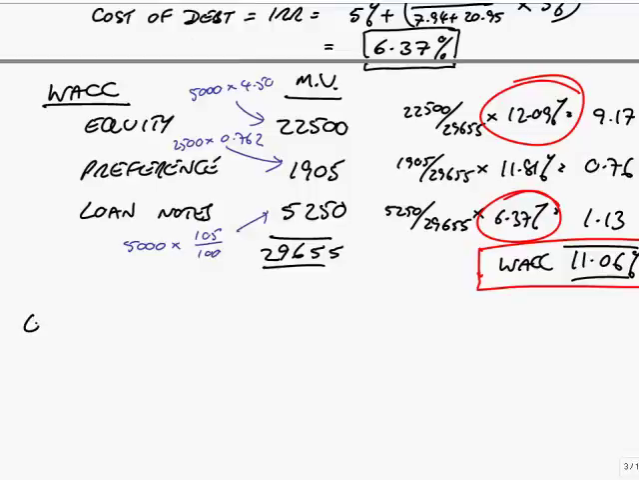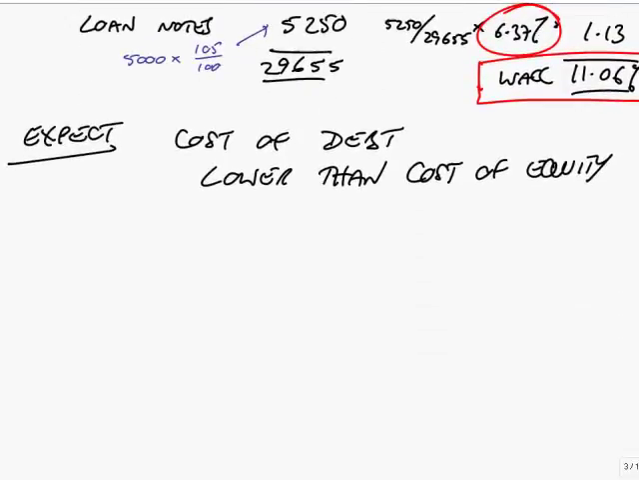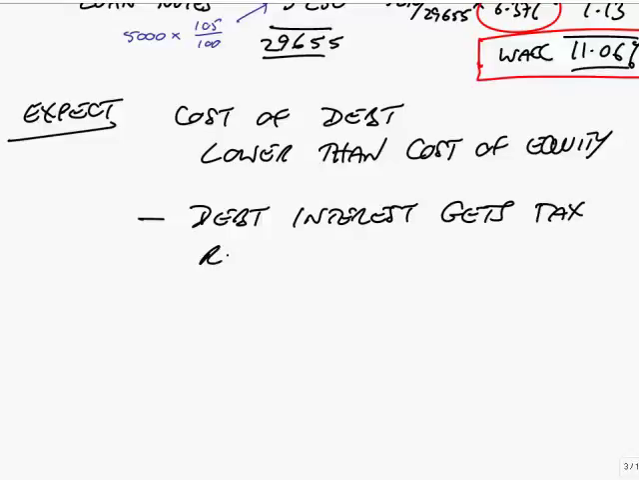There is one reason. And although it's somewhere in the notes, I would write it down because of what's coming. You would expect cost of debt to be lower than cost of equity. As I say, for two reasons. One reason is debt interest gets tax relief. Dividends do not.